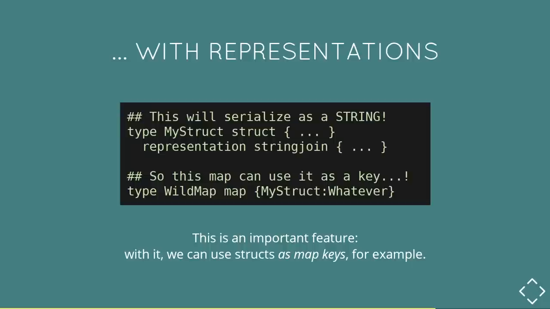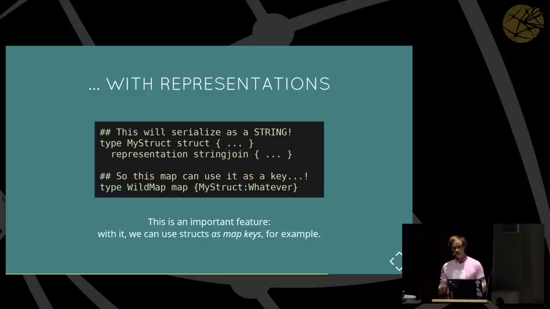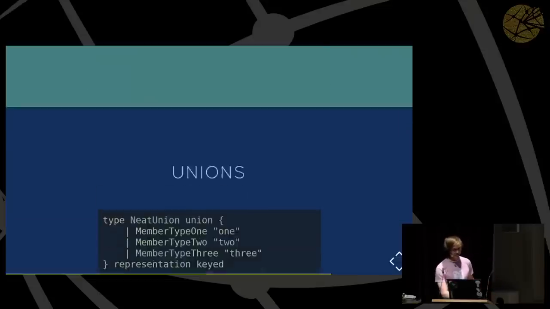But with IPLD schemas and this representation indirection, we actually can. We can have a struct definition and give it some representation strategy that clearly, unambiguously, bidirectionally maps it into a string. And then we can use it as a map key. And this is going to just work and do the thing that you mean it to do in any serialization system that you glue onto the bottom, because down there, it's just a string. So this is a cool feature.